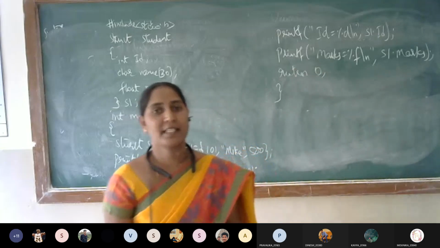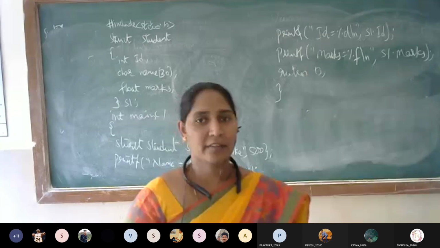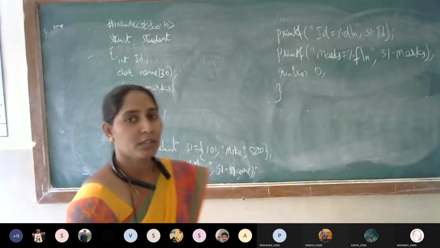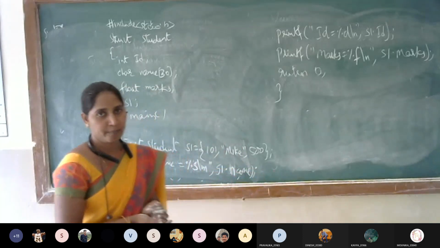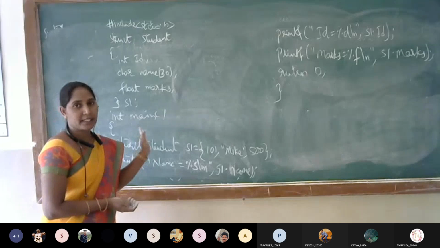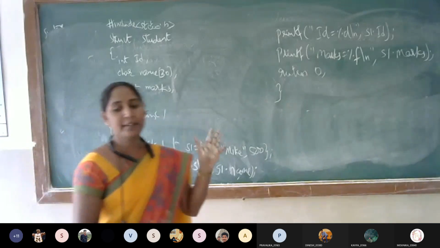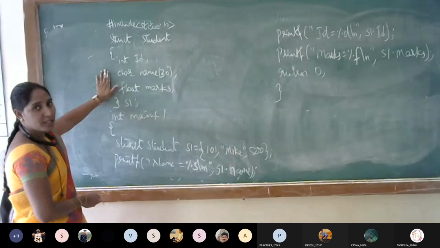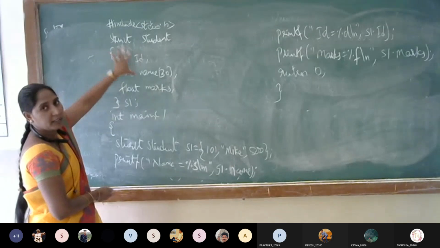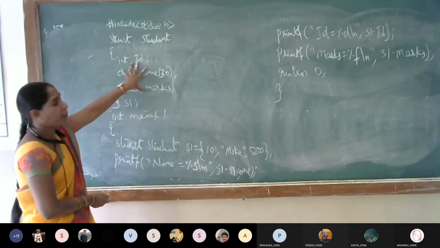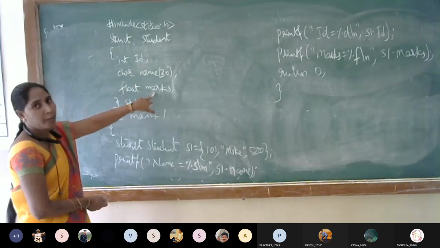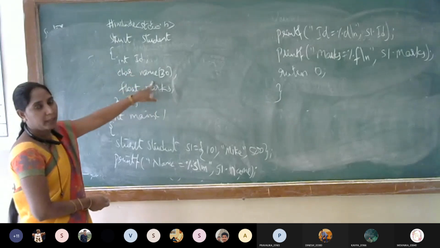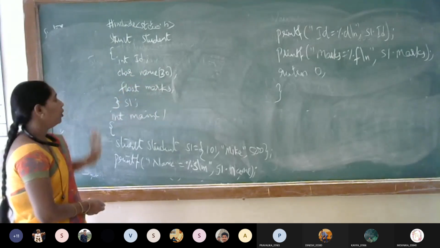This is the basic example program that you are going to write for printing the student details. Write a program to print the student details. In order to print the student details, I am making use of a structure. First, I am defining the student structure with 3 members: ID, name, and marks. ID of type int, name of type char, and marks of type float.